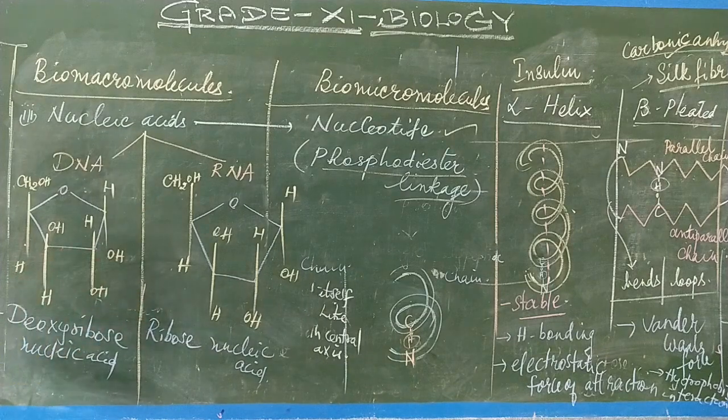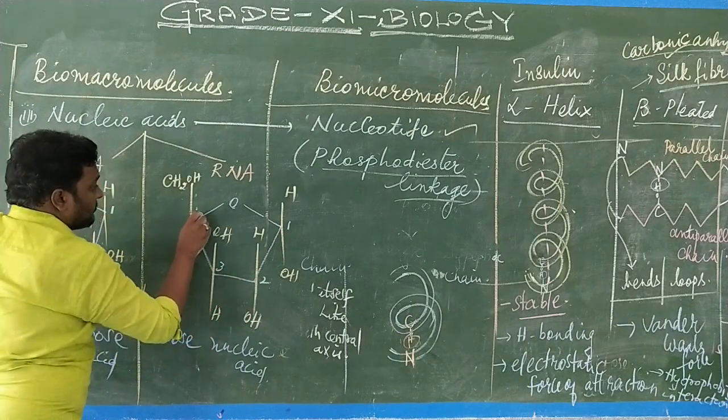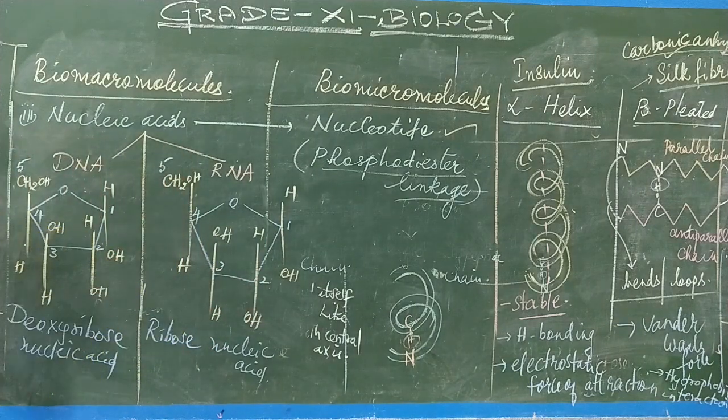Deoxyribose and ribose, what are they? The positions are first, second, third, fourth, fifth. So here also, first carbon, second, third, fourth, and this is the fifth carbon. So what is the status here? In case of DNA, deoxyribose is a ribose sugar in which the oxygen on the second carbon is removed. Only hydrogen will be present. That is called deoxyribose.